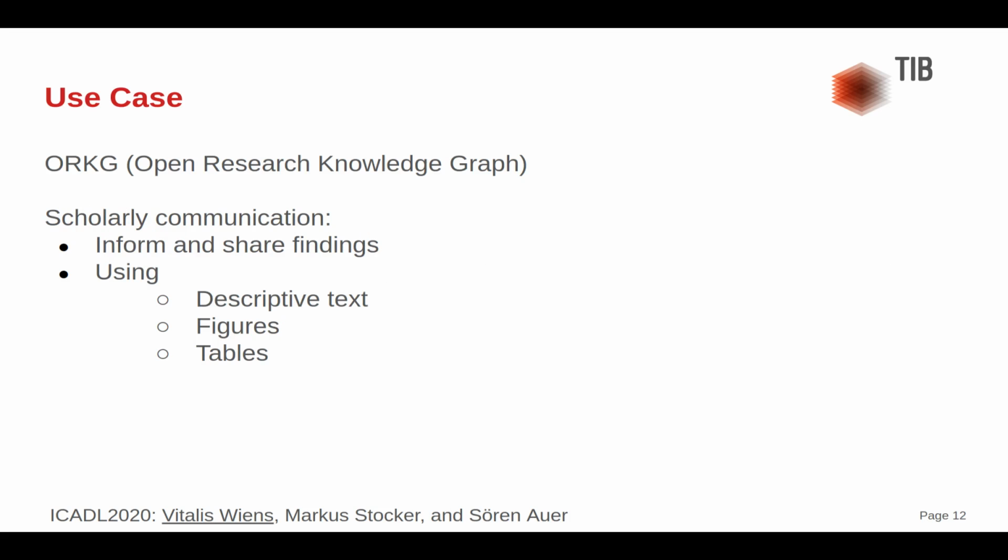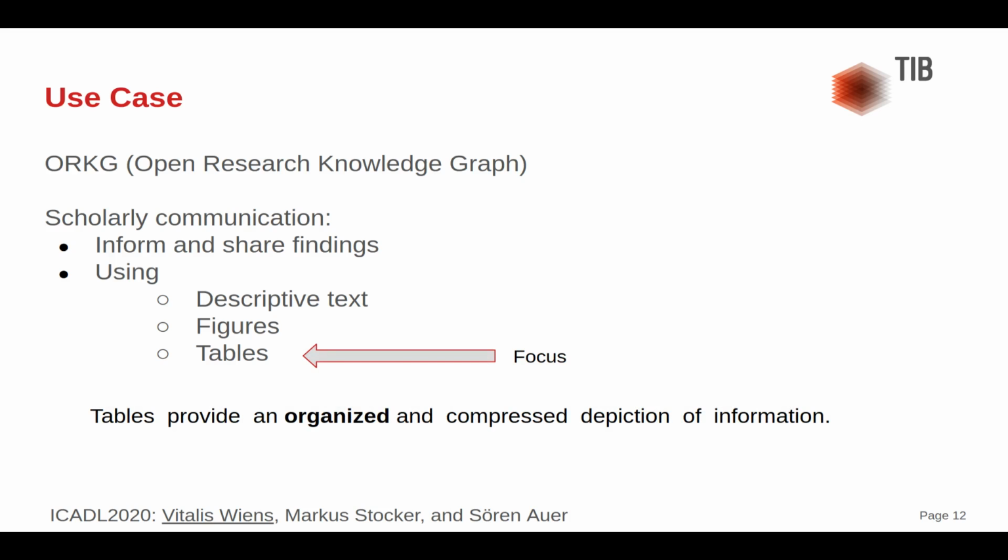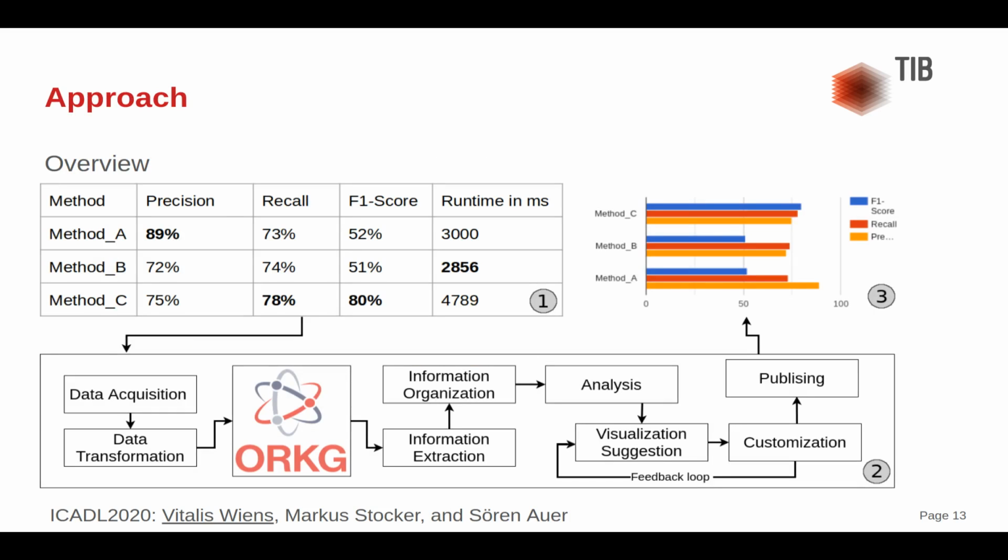Generally, the information in papers is presented using descriptive text, figures, and tables. In this work, we focus on tables because they provide an organized and compressed representation of information. Tables of scientific articles serve as an input for a pipeline-based approach.